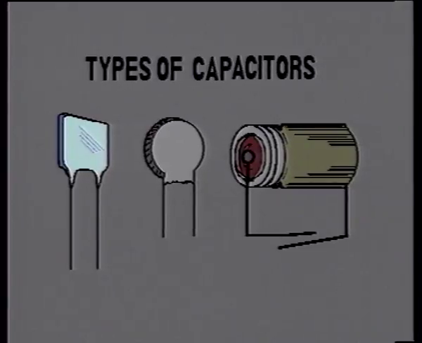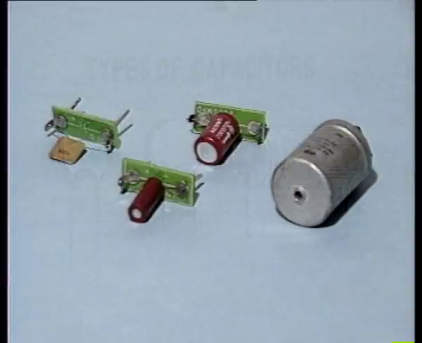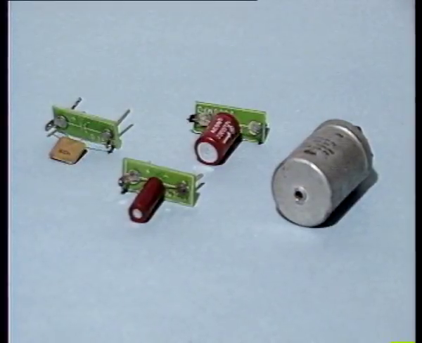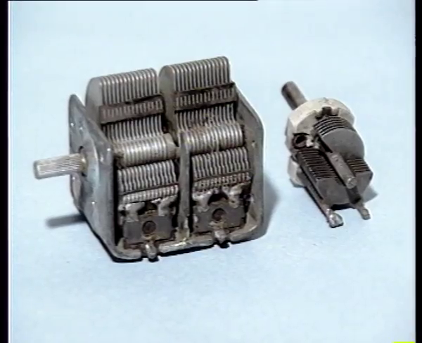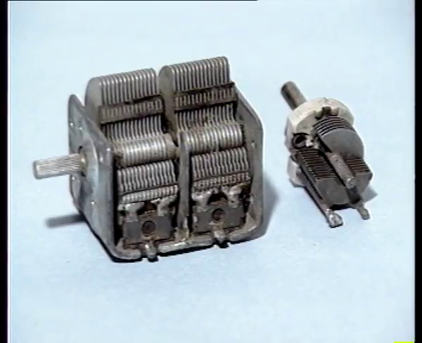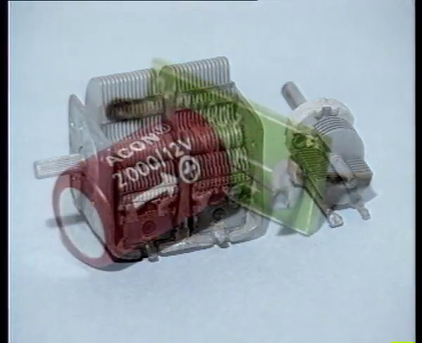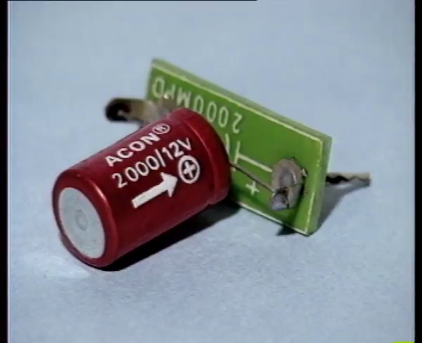Here we see different varieties of capacitors. The basic properties of a capacitor are its storing capacity, its charging and discharging ability. For different purposes, different types of capacitors are used. They vary in size, working voltage and capacitance.